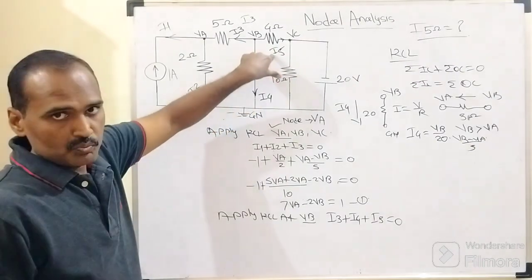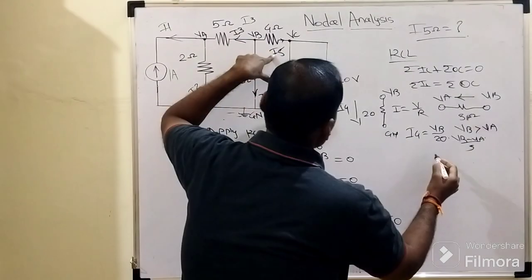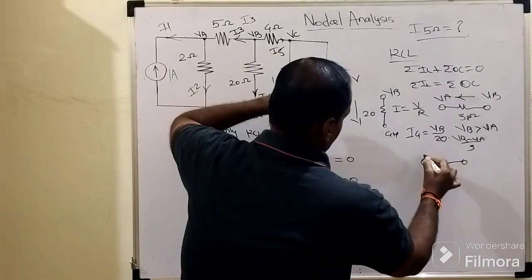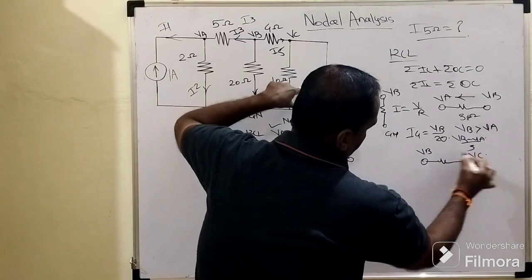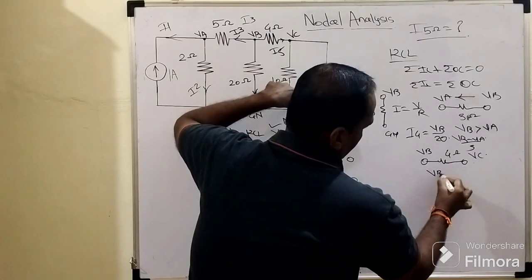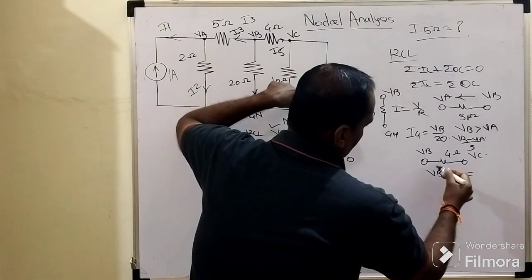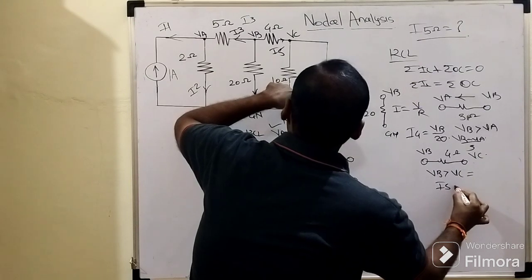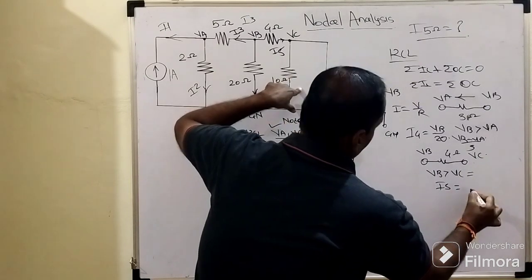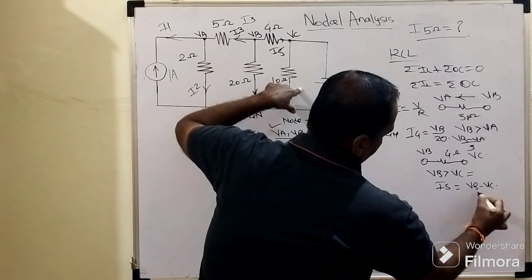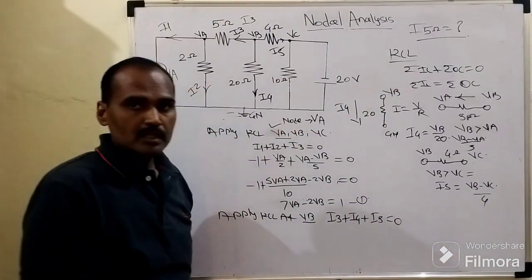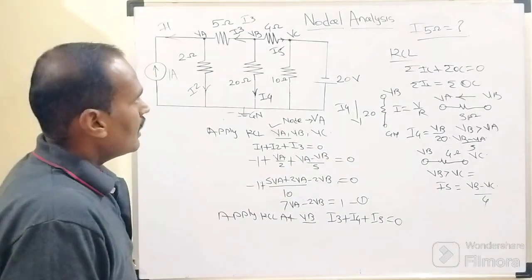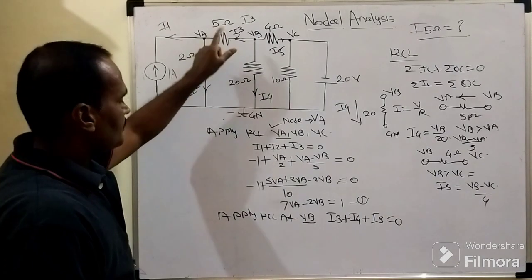What about this I5? I5 is the current flowing through this 4 ohm resistor, which is connected between VB and VC. As VB is greater than VC, according to Ohm's law, I5 equals VB minus VC upon 4. In this way, I3, I4 and I5 are defined. So one by one we need to write: I3 equals VB minus VA divided by 5.